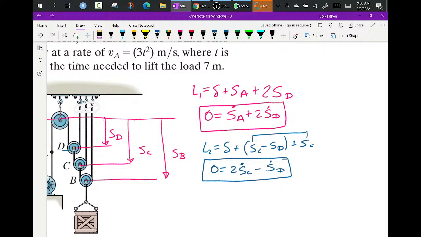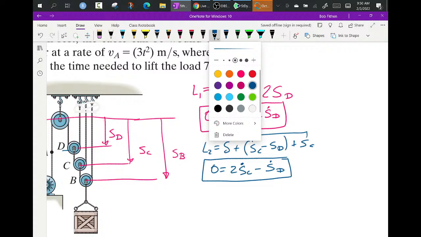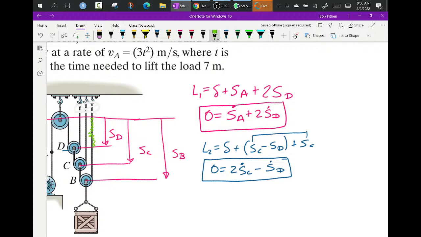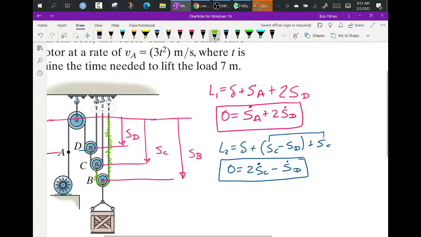And now I'm color coding them for myself. So let's look at this last rope. This last rope is here and here. And by the way, this block moves the same as SB.